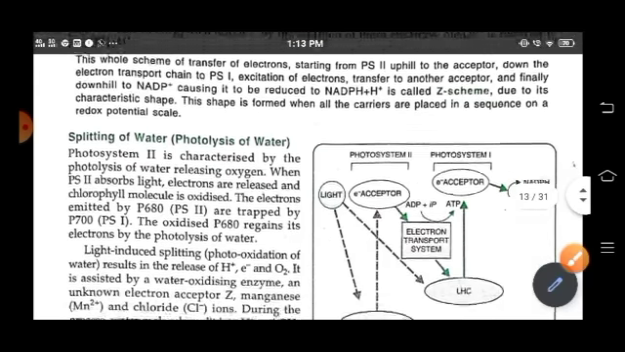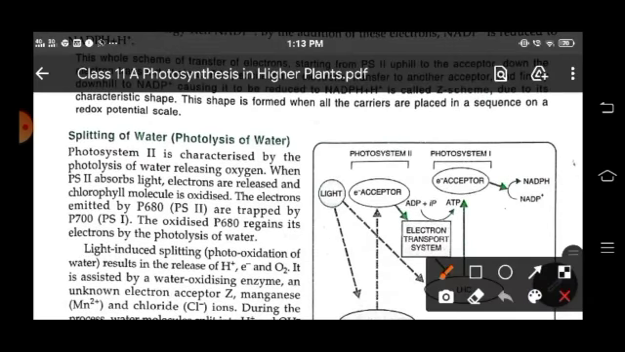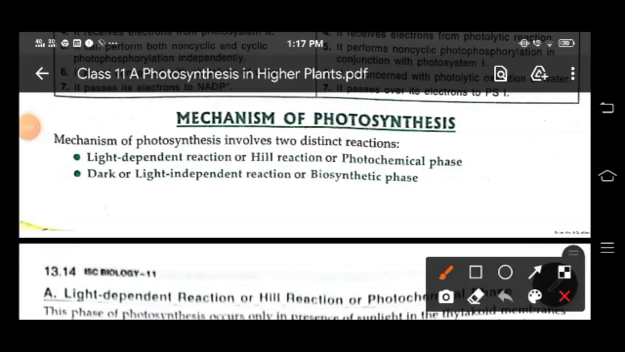Now, photolysis of water takes place in this. Photosystem 2 is also characterized by the photolysis of water, which releases oxygen. When P680 absorbs light, electrons are released and the chlorophyll molecules are oxidized. The electrons emitted by P680 are trapped by P700, and the oxidized P680 regains its electrons by the photolysis of water.